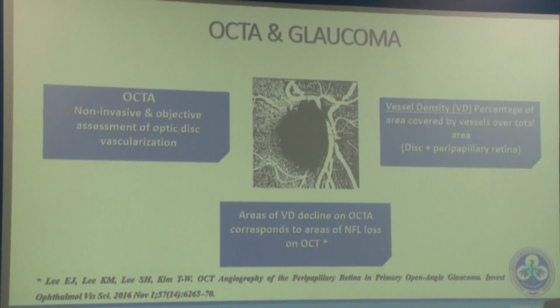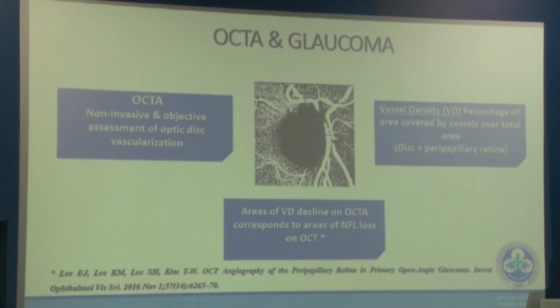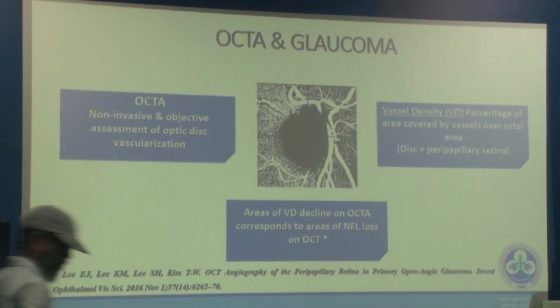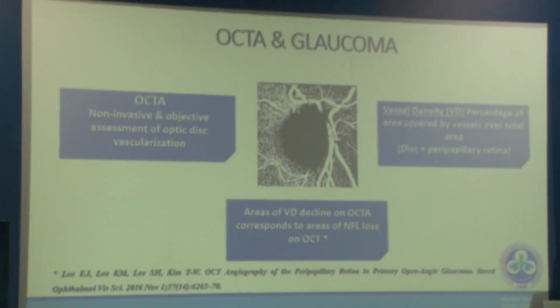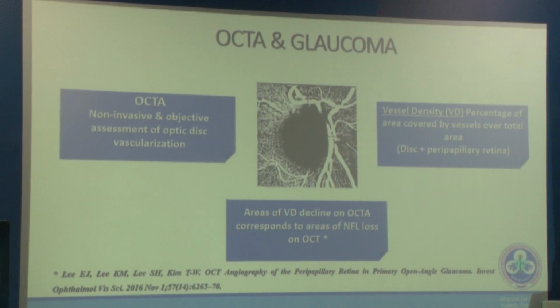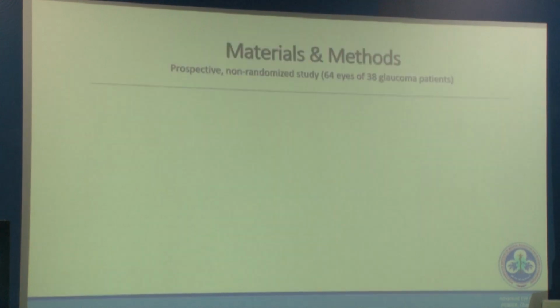So brief about OCT angiography and glaucoma. OCTA is a non-invasive and objective assessment of optic disc vascularization. Vessel density, which is the main parameter in OCTA, is the percentage of area covered by vessels over the total area. Areas of vessel density decline on OCT angiography correspond to the areas of nerve fiber layer loss on OCT.